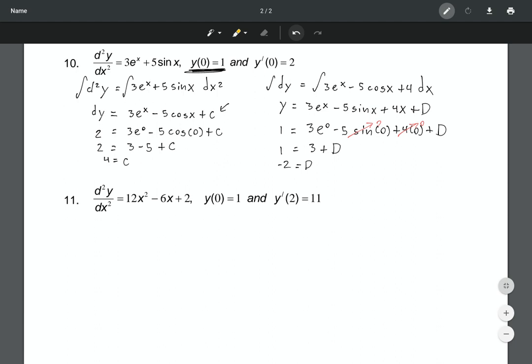So my final answer, the solution to the differential equation. All right, so if you really think about it, there's nothing new here, right? I'm just calling it a different term, but it's important because we'll use that terminology in the AP exam. So again, your final answer should be y is equal to 3e to the x minus 5 sine of x plus 4x. And instead of writing plus d, we're going to replace that with negative 2.